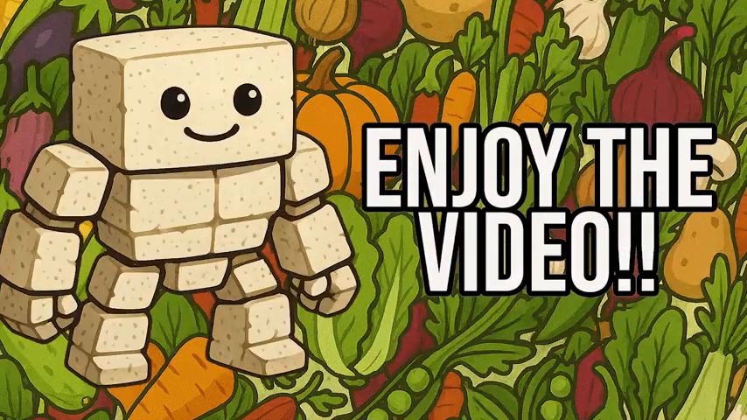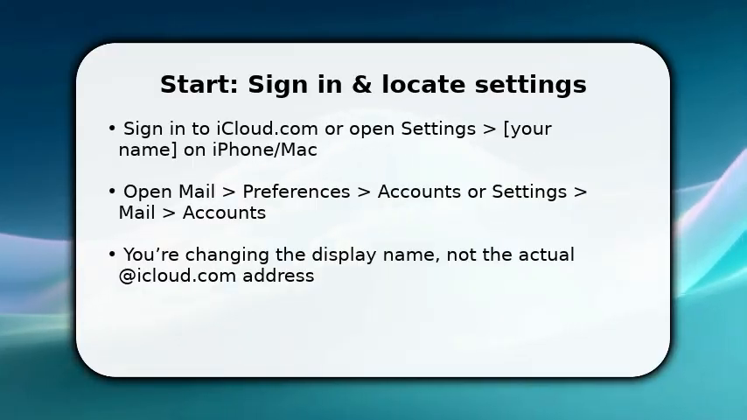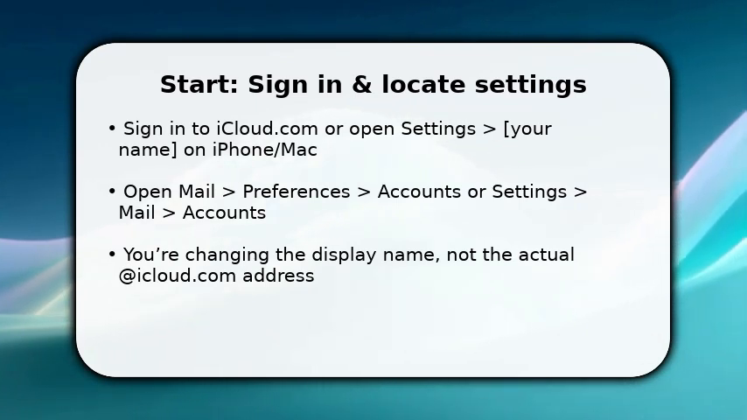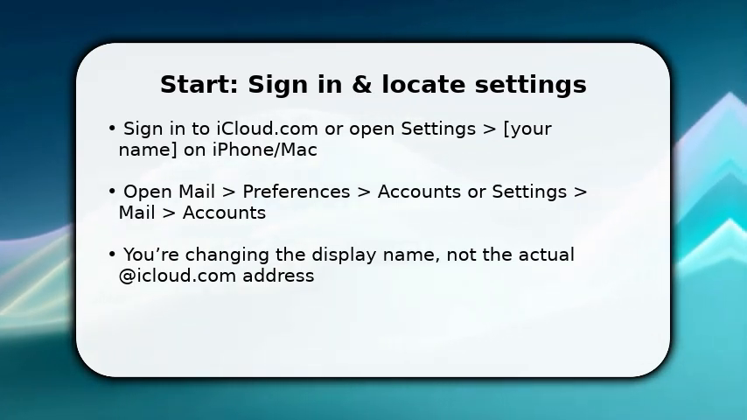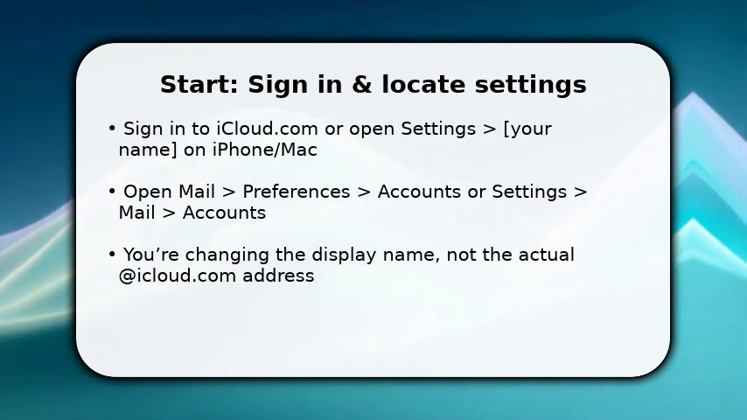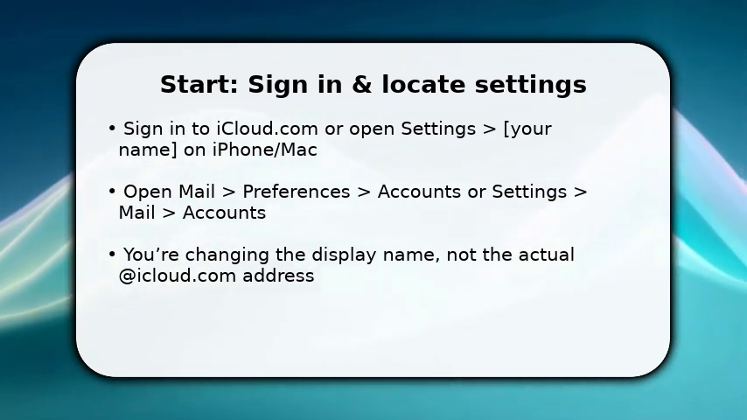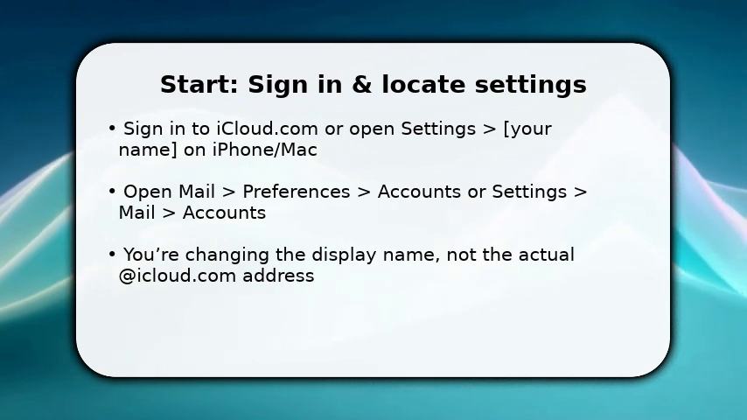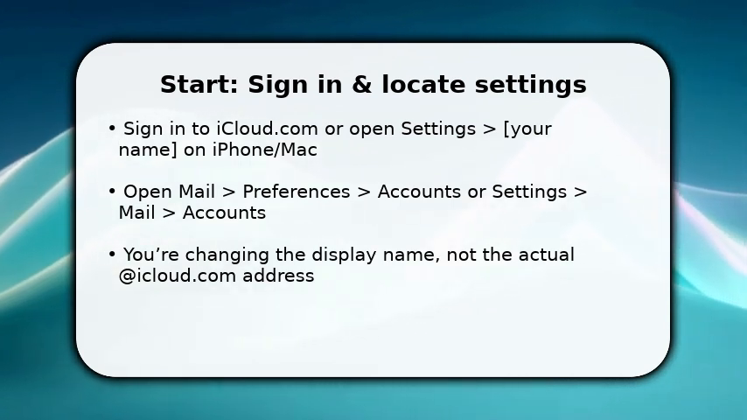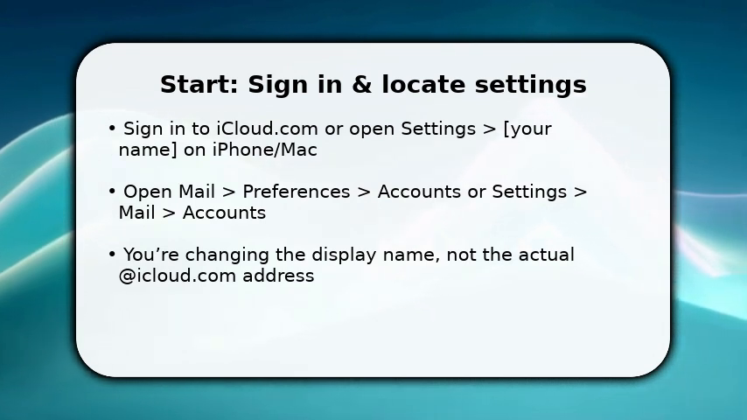Please enjoy the video. You're signed in, so start by opening iCloud Mail Preferences on the web or go to Settings Mail Accounts on your device. Once there, choose the iCloud Mail account and find the account details or server settings. You want the full name or display name field. That's what recipients see. Make the change now.